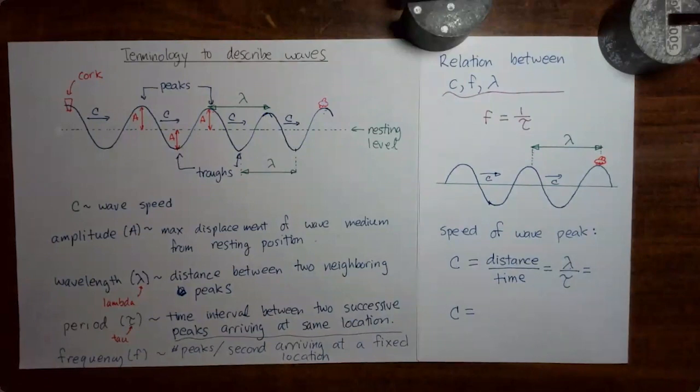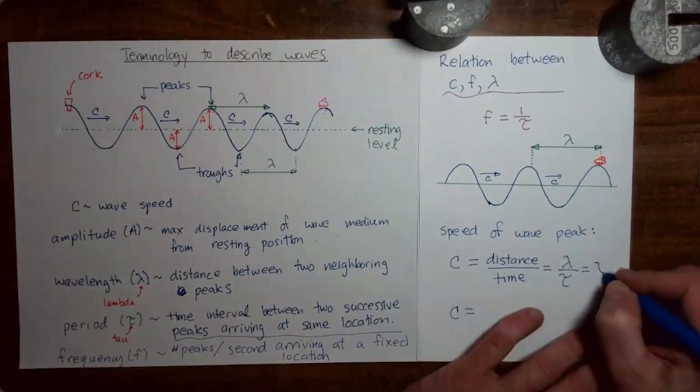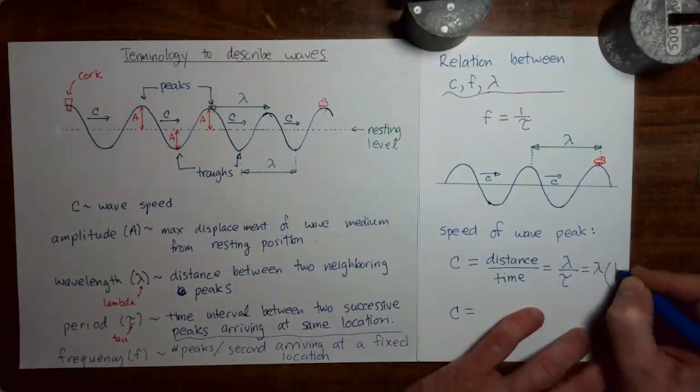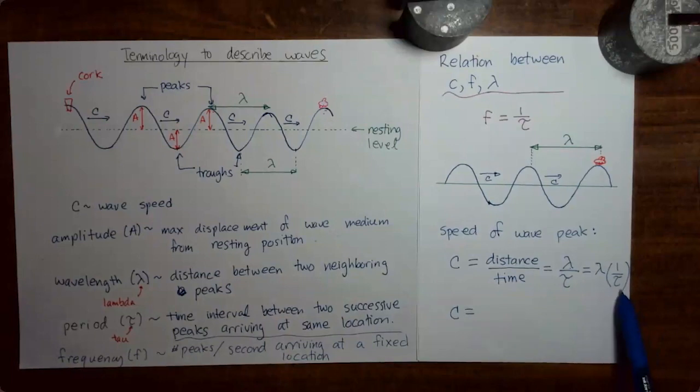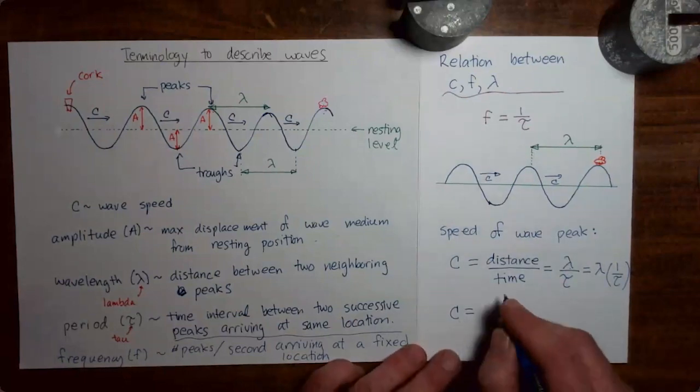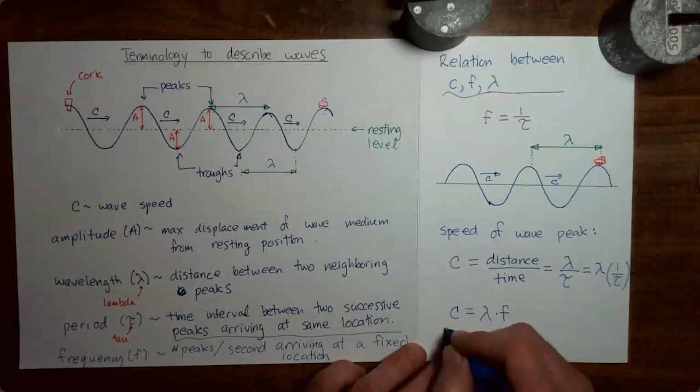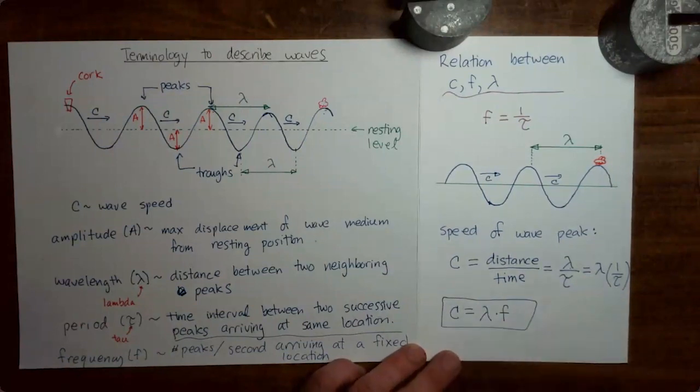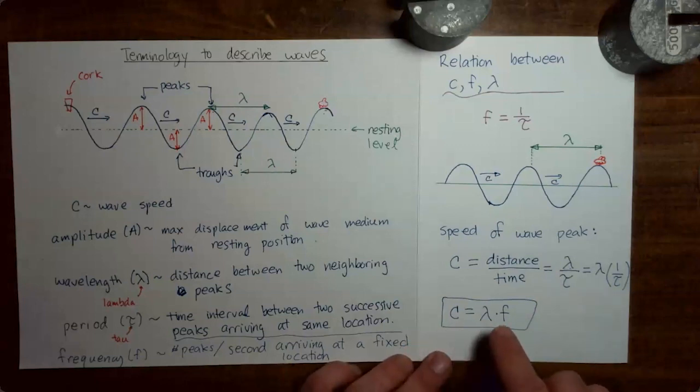Now, rewriting this a bit, let me say then that the wave speed is equal to the wavelength multiplied by the reciprocal of one period. But we have seen that the reciprocal of the wave period is the frequency. That gives us that the wave speed is equal to the wavelength times the frequency. So now we have our crucial relation between the wave speed, the wavelength, and the frequency of the wave.